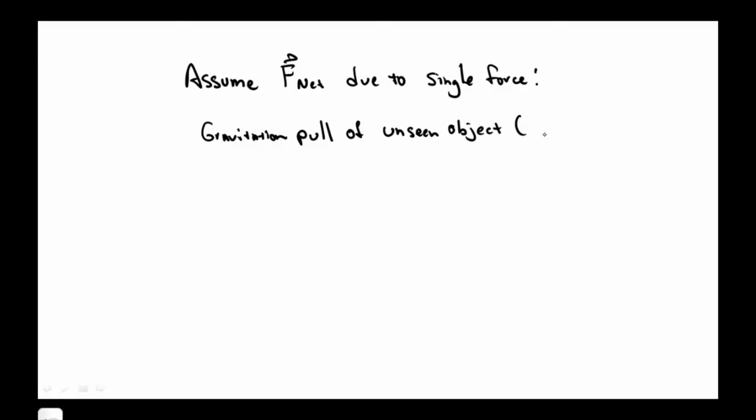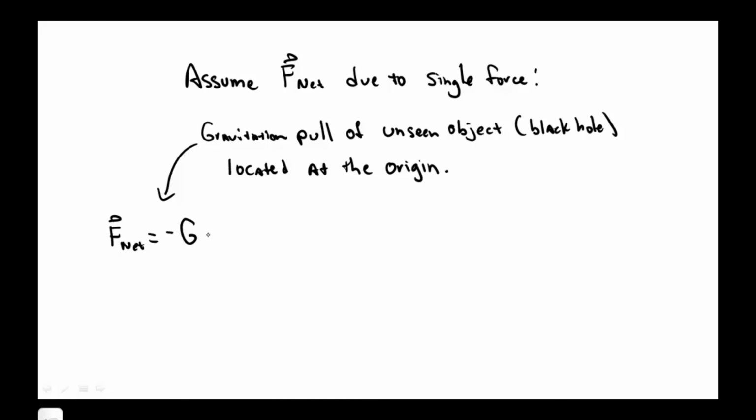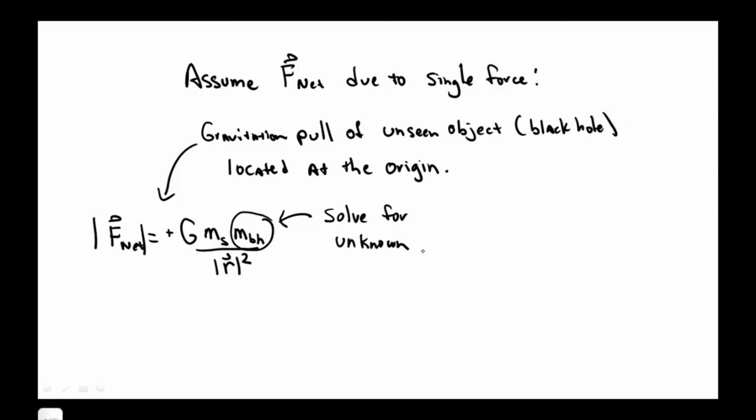Further, let's assume that by some means we know this unseen agent is located at the origin of our coordinate system. With all this in mind, we can use Newton's universal law of gravitation to describe the interaction of the unknown agent and the visible star. Combining this with selected results from our motion analysis, we can then solve for the unknown, an estimate of the mass of the unseen object, a black hole at the origin.